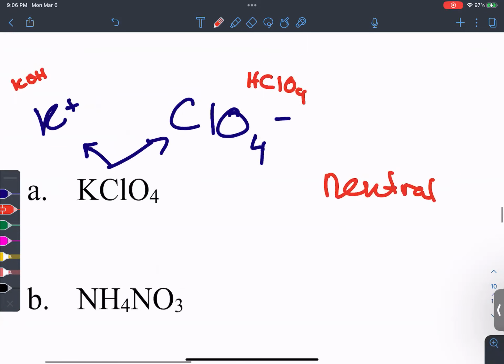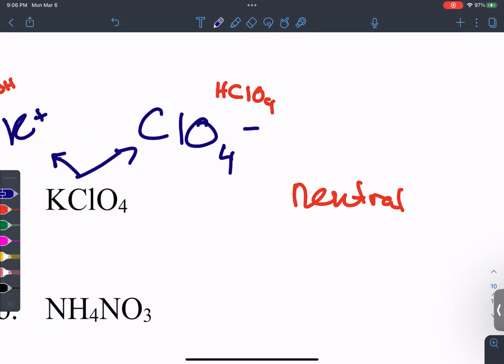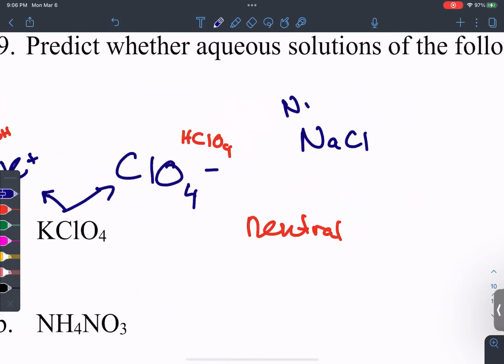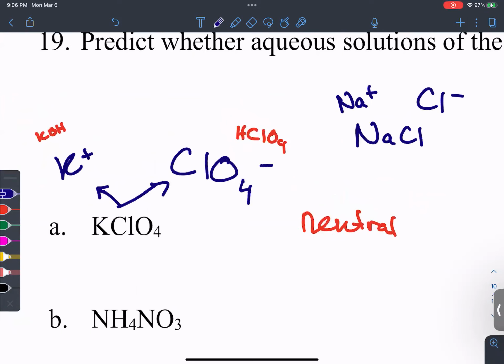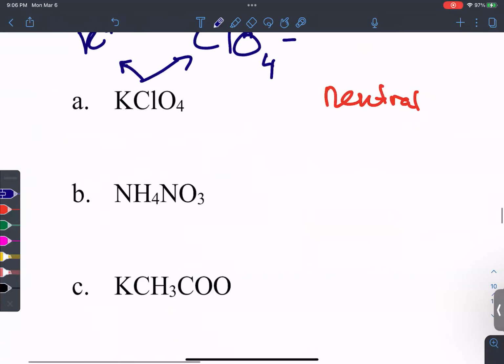All right, so another example of something that's pH neutral would be NaCl. NaCl is composed of Na plus and chloride minus. Na plus is the conjugate of sodium hydroxide, a strong base, so Na plus is neutral. Chloride is the conjugate of HCl, again a strong acid, so chloride is pH neutral as well. So NaCl is pH neutral. All right, let's go to harder ones.